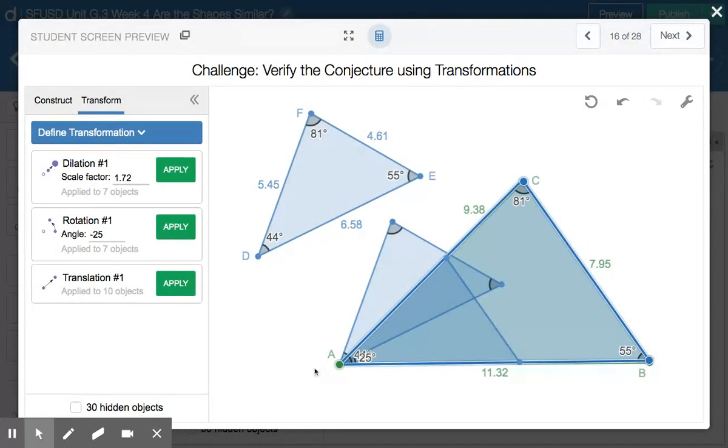So I can see that I've mapped triangle DEF onto triangle ABC, and I did that with a translation, a rotation, and a dilation. And since I was able to map triangle DEF onto triangle ABC by a series of rigid transformations and a dilation, I know that triangle DEF is similar to triangle ABC. Ta-da!